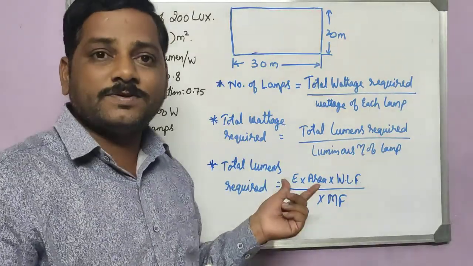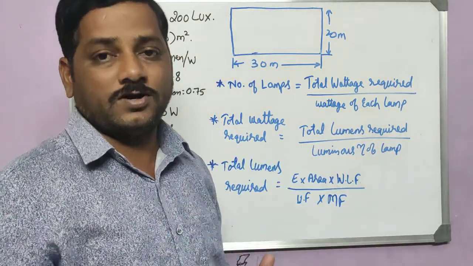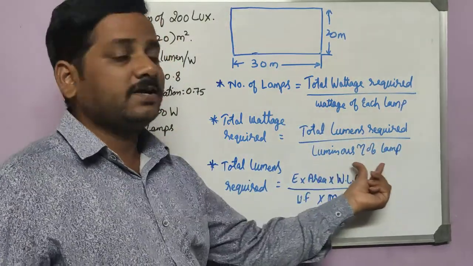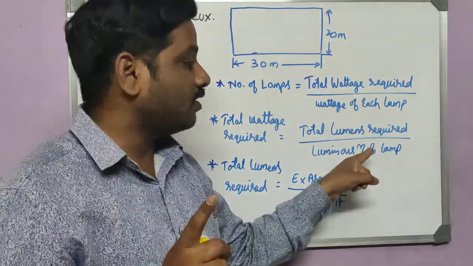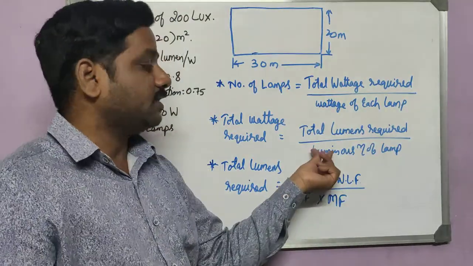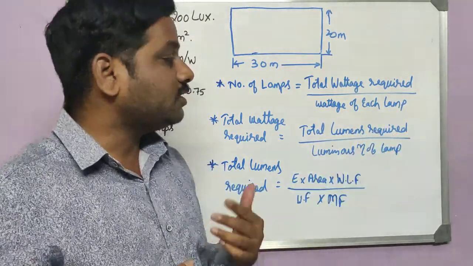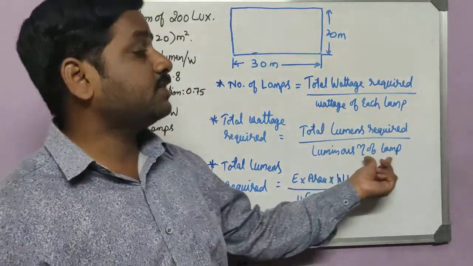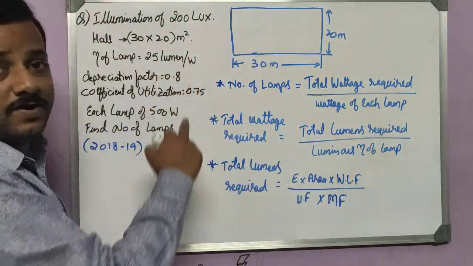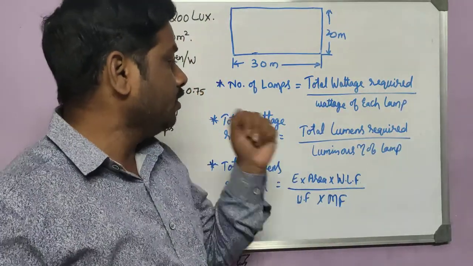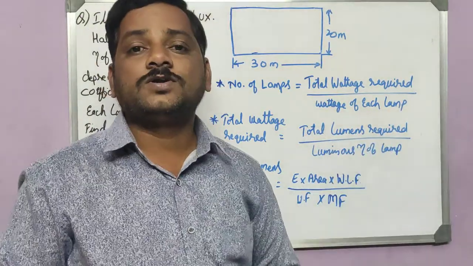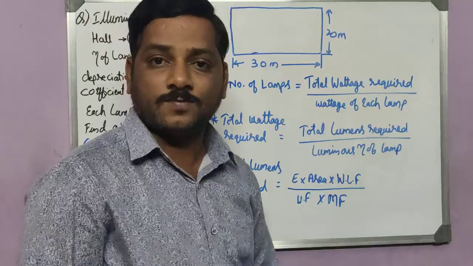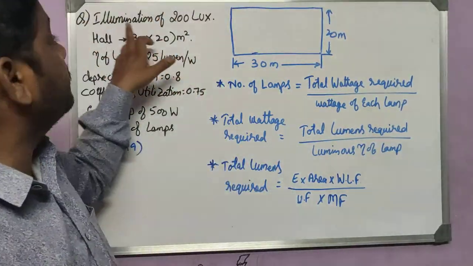Total wattage required depends upon the total lumens we want. Total lumens means the light coming out of the lamp. So total lumens required divided by luminous efficiency of lamp. For one lamp, how many lumens we are getting out of it, that is the meaning. We know the illumination, but we don't know the total lumens required. But we know the luminous efficiency of the lamp is 25. So now, let's find the total lumens required. Total lumens required can be calculated using this formula. Here, E is nothing but the illumination in the hall.